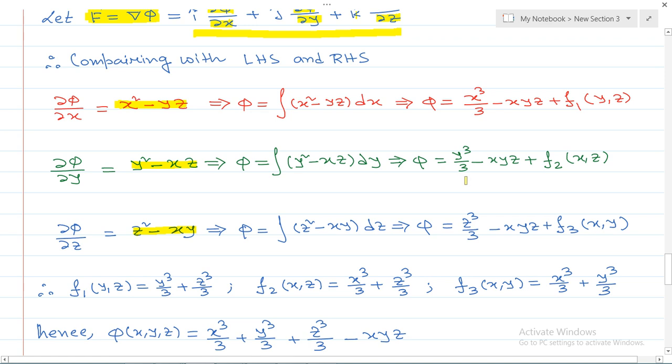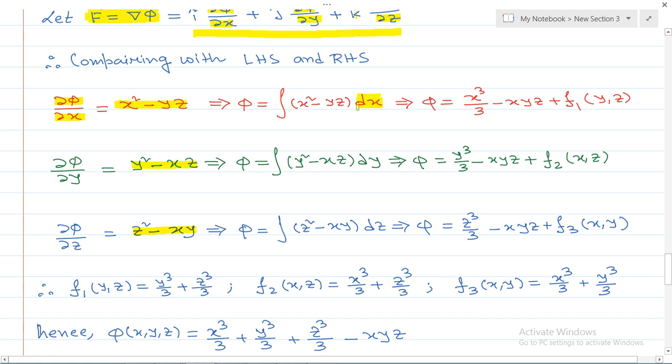So now how to find out this phi function? Let us try to understand it very carefully. Since here we have differentiated partially with respect to x, that x square minus yz term is coming. So how to get back the phi function? If we integrate this function partially with respect to x, then only it is possible. So this first function we have to integrate partially with respect to x, just like partial derivative.